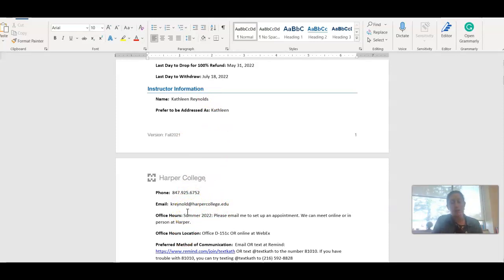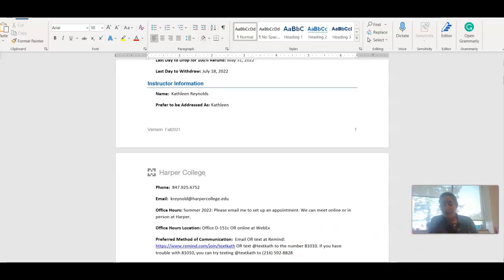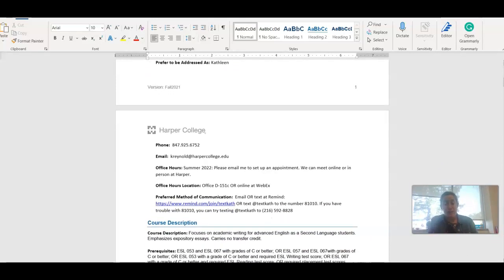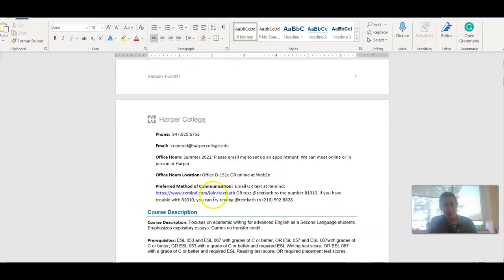During summer 2022, I will be on campus sometimes in my office, D151C, but the best way to meet me is to email me to set up an appointment, and we can meet in person or online. If you prefer to text instead of emailing, sometimes I have this way that you can text me by joining like a group. It's not a group, it's still individual messages, but I can't see your cell phone number and you cannot see mine. So you could also try to join that Remind if you prefer.